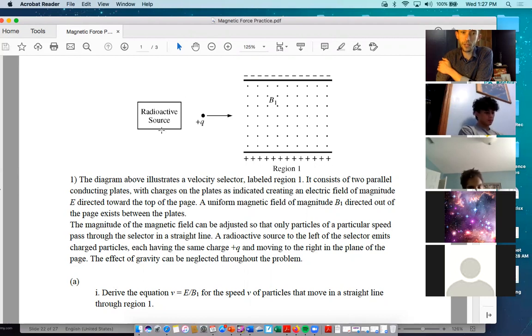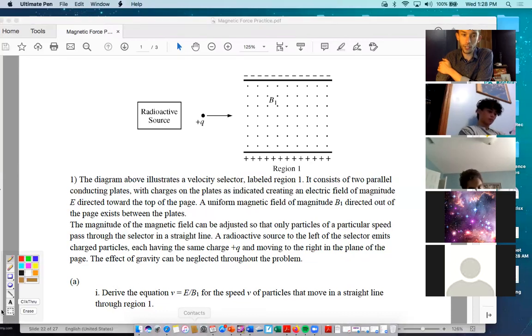As it moves through here, it's positively charged. We know it wants to follow the electric field. It wants to go away from the positive plate towards the negative plate. It wants to move curling up towards the top of the page. If the magnetic force can counteract that, and we know that the magnetic force depends on the velocity, then it's going to move in a straight line. And that's what it's getting us to think about here in part 1 of the question.